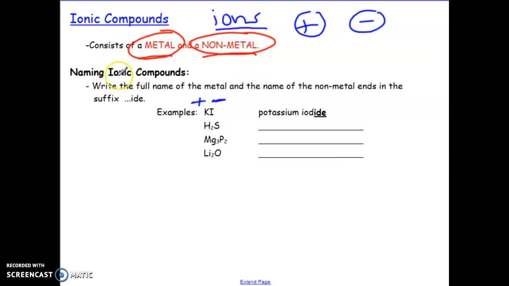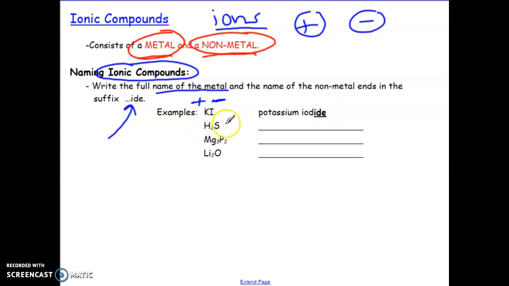So when you're naming ionic compounds, you write the full name of the metal. The metal name never changes. And the non-metal will actually end with the suffix -ide. So potassium does not change, but iodine becomes iodide, okay?